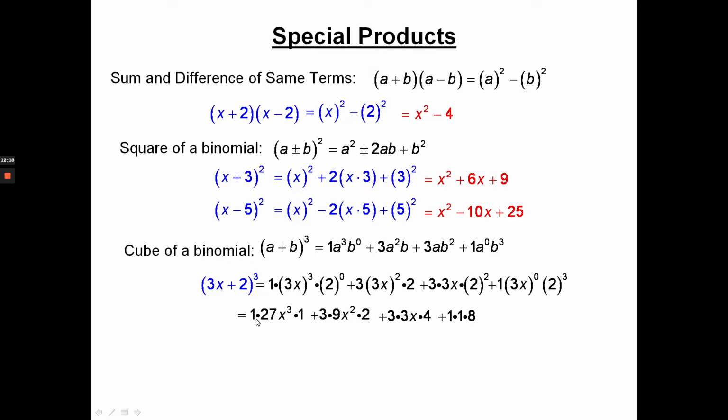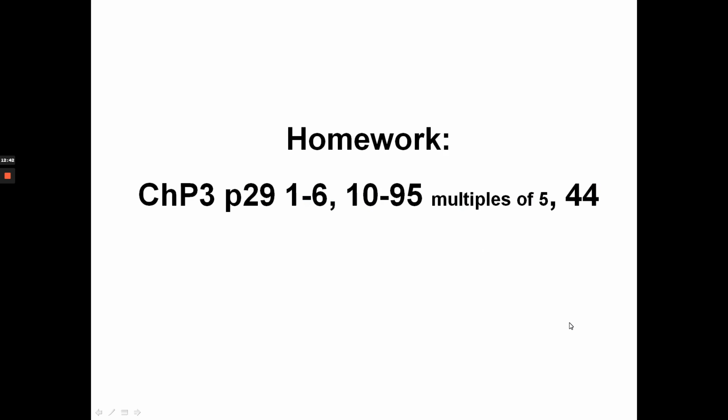Okay. Simplifying again, 1 times 27 times 1 is 27. And then our x cubed. 3 times 9 times 2, so 3 times 2 is 6, times 9 is 54, so 54x squared. 3 times 3 is 9, times 4 is 36, and then our x. And then 1 times 1 times 8 is 8. Okay, and it is written in descending order.